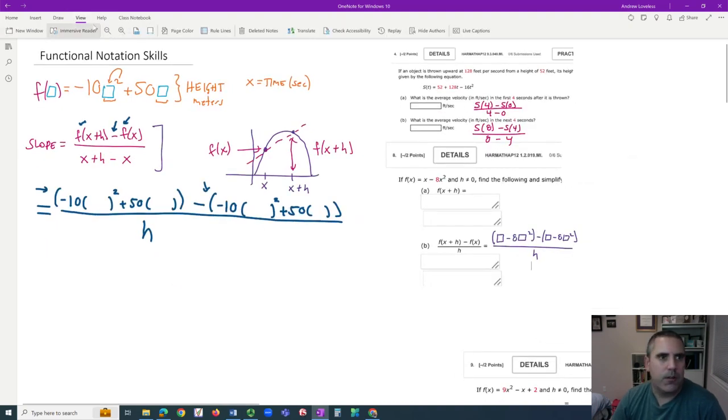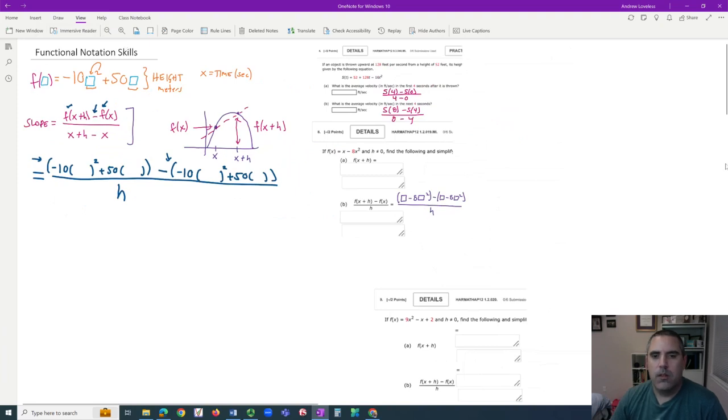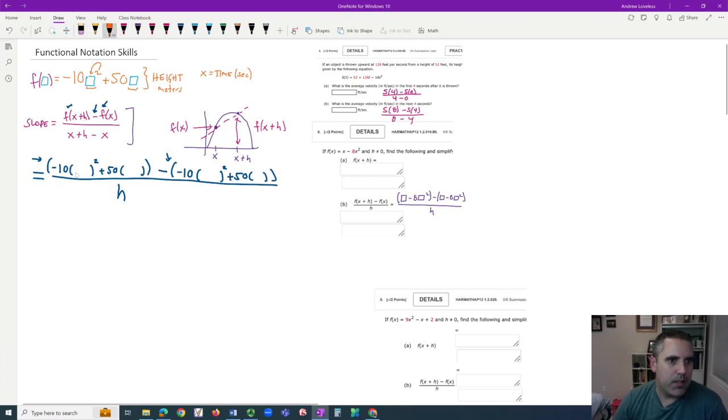Sorry, let me make that a little clearer. It's just a question of what they're asking you to plug in. In the first case, they're asking me to plug in an x plus h here. In the second case, they're asking me to plug in an x. That's all functional notation is doing. So same here, we're going to put an x plus h here, and the second time, we're going to put in an x.